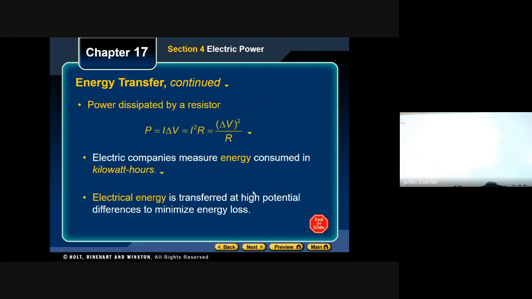Now, we've also discussed resistance in here. So we're going to look at power dissipated by a resistor. As you see here, we have a multitude of equivalences. We just saw that power is equal to I times delta V. But when we start adding resistors in there, you can get P is equal to I squared R. If you don't know what current is, but you know what your potential difference is, you can use the formula P is equal to delta V squared divided by R.